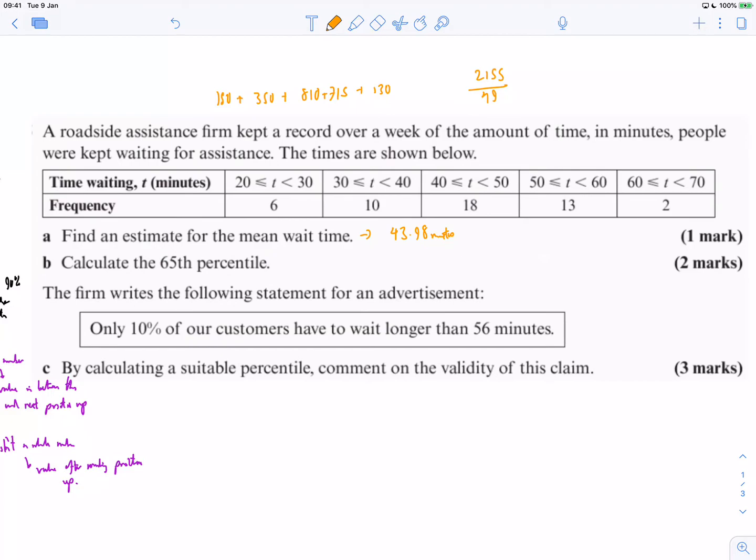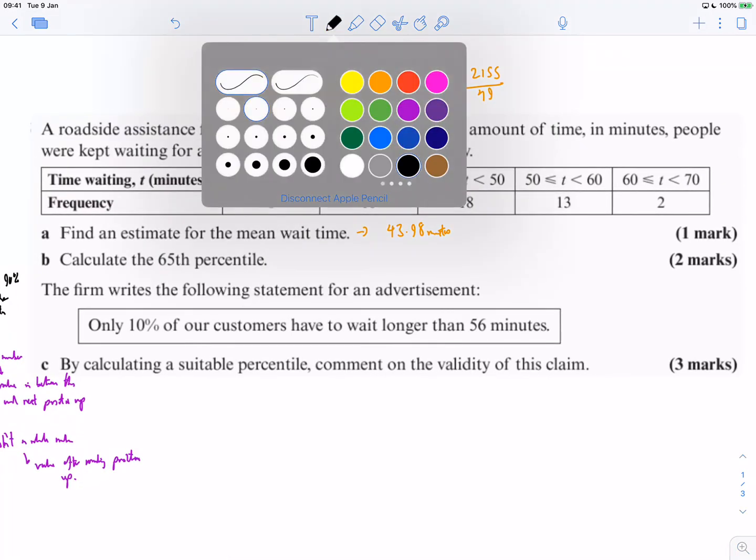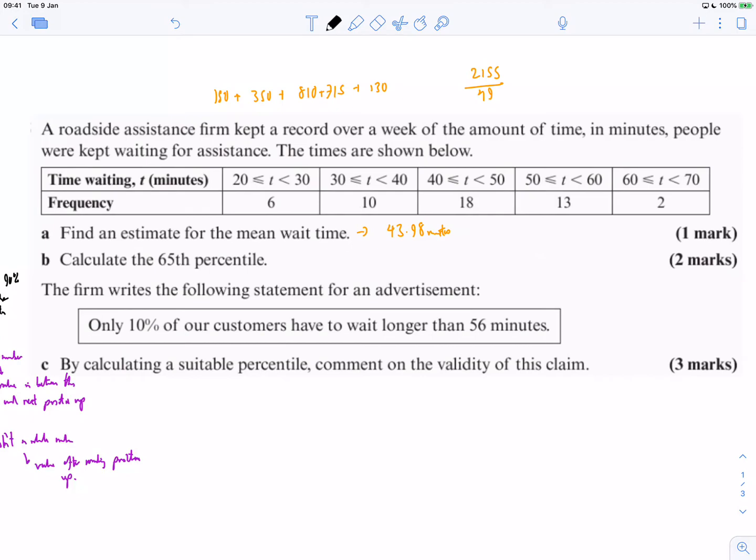Calculate the 65th percentile. Okay, so what would that be? I'm just going to do it my way, just because it's quicker. Well, I know there's 49 data sets, so n plus 1, so 50, times the 65th percentile, which is 65 over 100.